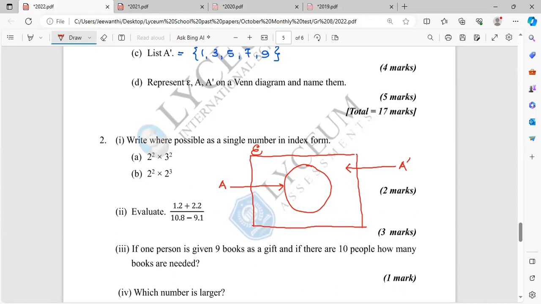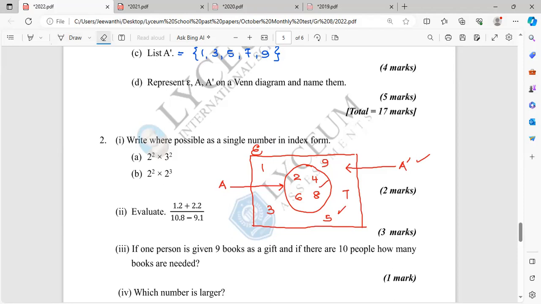Okay. Then you write 2, 4, 6, 8, and 1, 3, 5, 7, 9. Now everything is completed. So this is how you get the marks: 1, 2, 3, 4, 5. This is how you get the 5 marks.